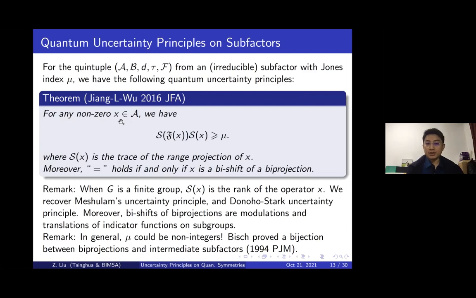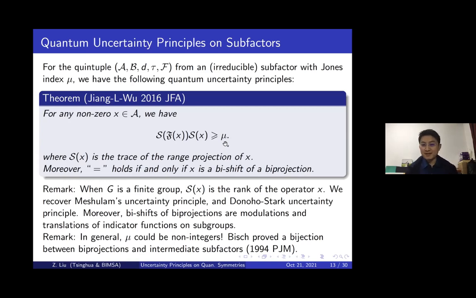We take an operator and then we compute the support of the operator. As we mentioned, support is no longer the rank. It's the trace of the range projection of this operator, and also the support of its Fourier transform. Then their multiplication has a lower bound. It's the order of this quantum group. That's the Jones index.